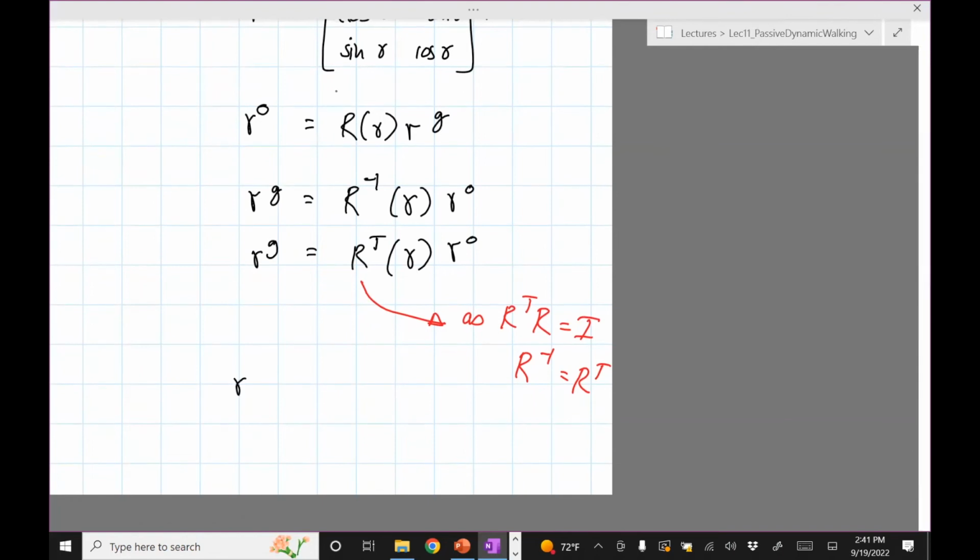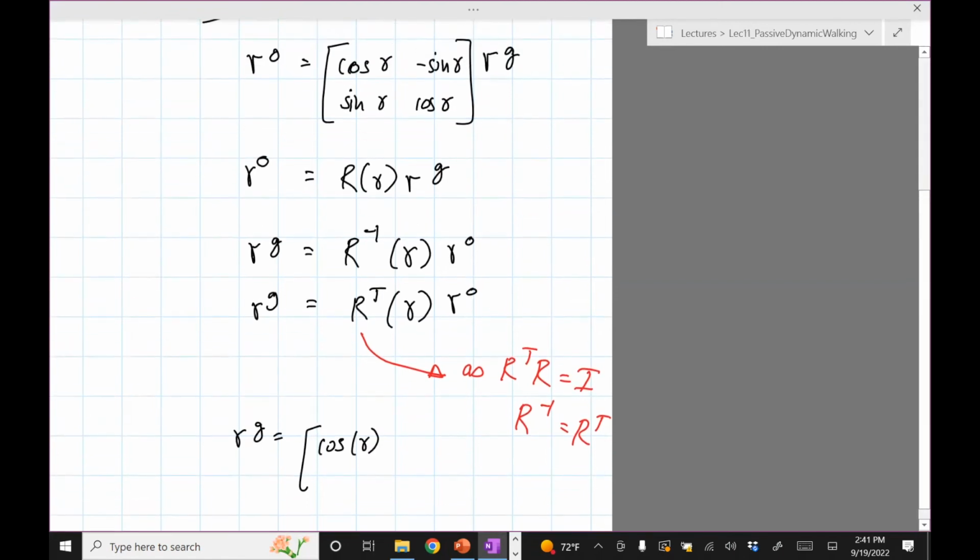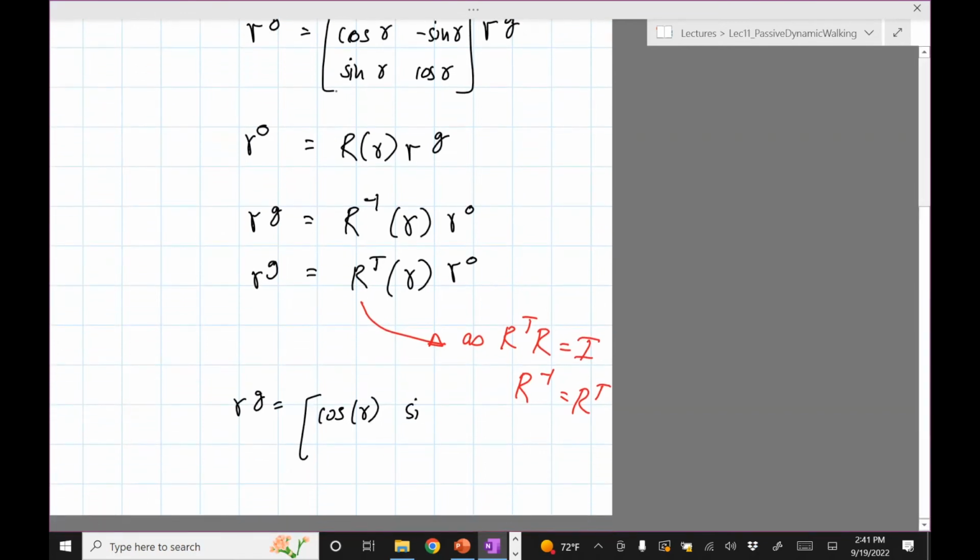So this would be RG equals cosine gamma, sine gamma, minus sine gamma, cosine gamma, times R. Remember, it's the transpose of the R which I wrote down earlier, so I just need to swap the minus sign on the sine.